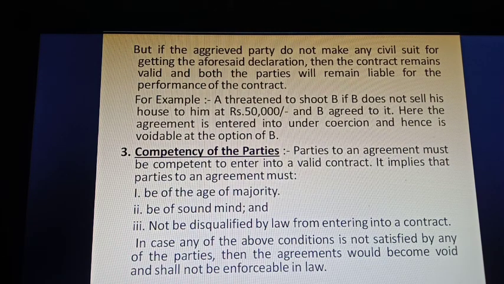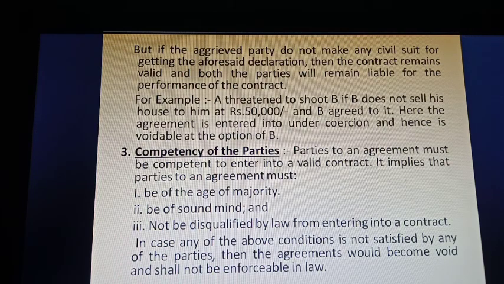Let us take an example. A threatened to shoot B if B does not sell his house to him at rupees 50,000. And B, under the threat of A, agreed to sell his house at rupees 50,000. Here the agreement is entered into under coercion and hence is voidable at the option of B. So the second element is also covered, which is free consent.